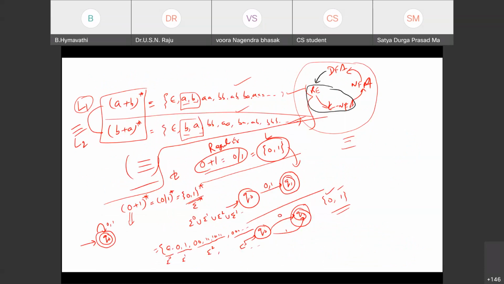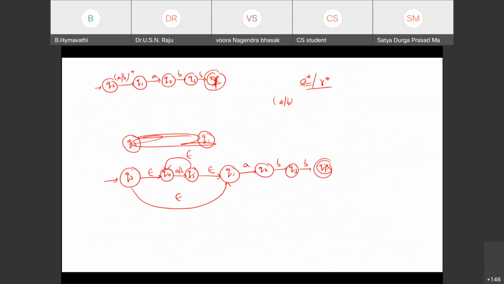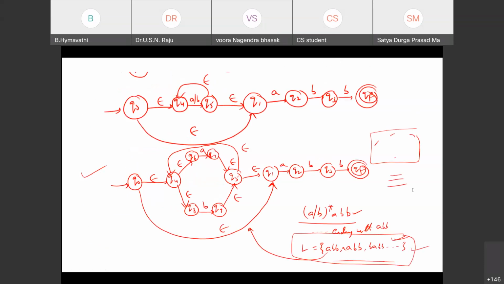One of our friends has written something. ABB, yeah, it is accepting that, which is part of the language. ABB, we can verify it.